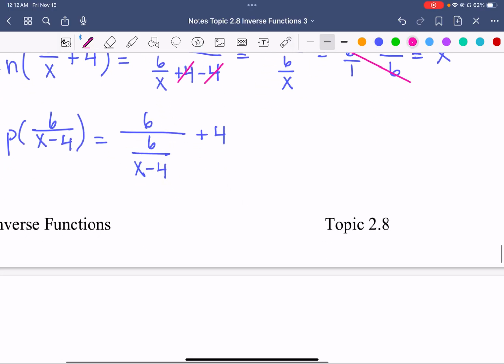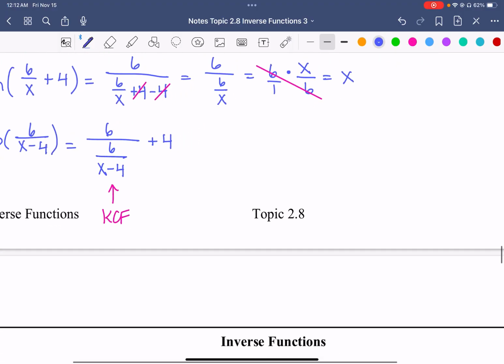Okay, so we have another fraction that we need to divide. So we're going to do keep, change, flip again. I'm going to keep the numerator, change the sign, and then flip the bottom. And again, if you want to put this 6 divided by 1, you can. And then we still have a plus 4 on the back.